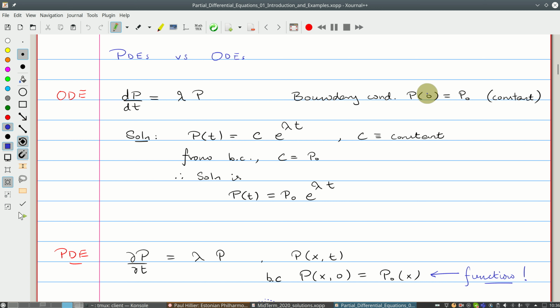And we have a single boundary condition that p at time t equal to 0 is some constant p naught. We know the solutions. These are of the form a constant c times e to the lambda t. And from the boundary conditions, it's easy to show, in fact trivial to show, that c is equal to p naught. So the full solution then is p of t is this constant p naught times e to the lambda t.